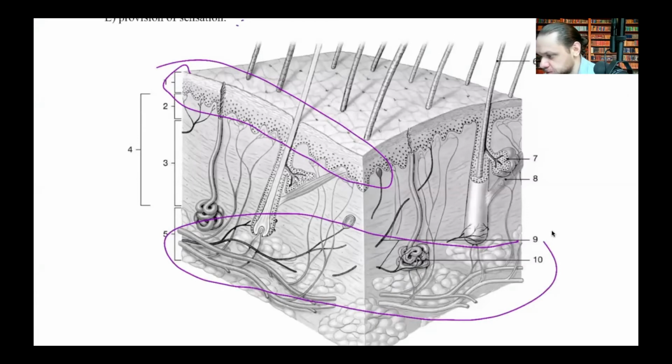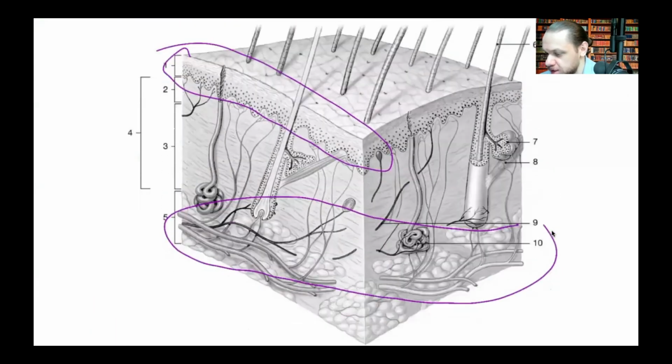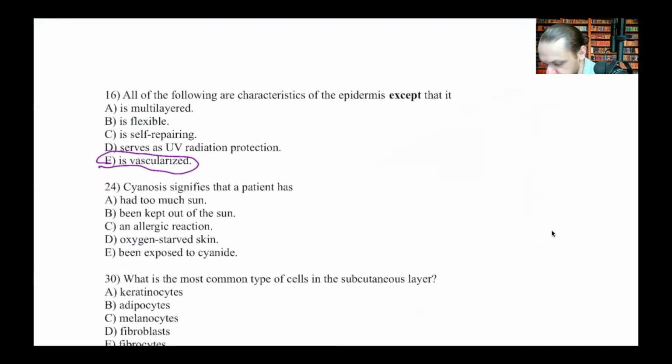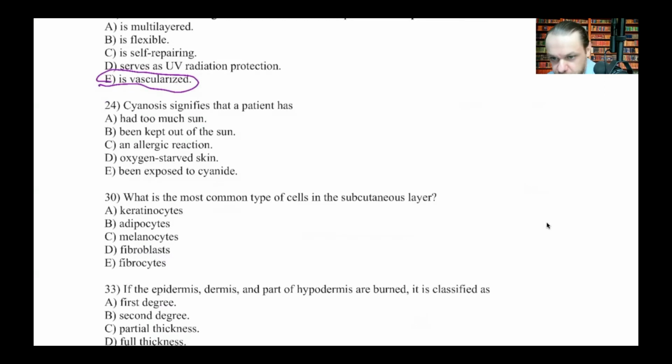So the top portion does not have that. So 16, E is the correct answer. Number 24, let's do Adam. Adam, would you like to go?